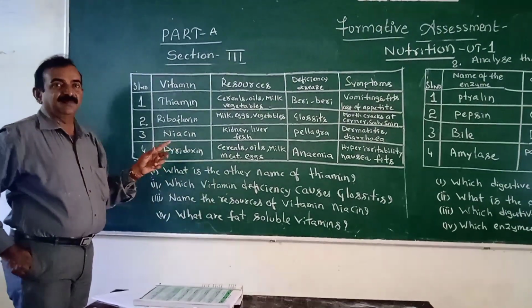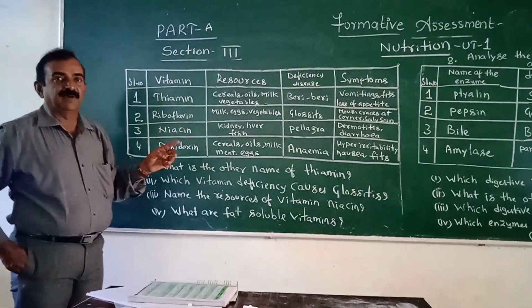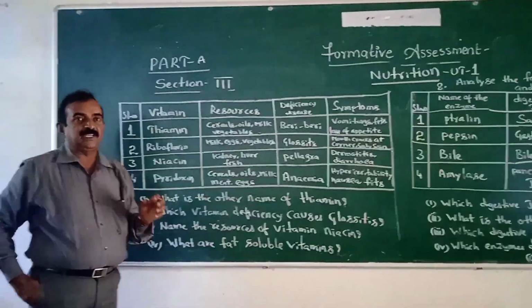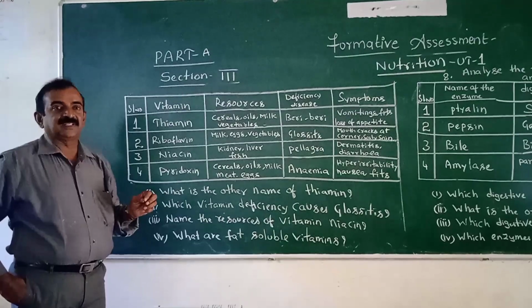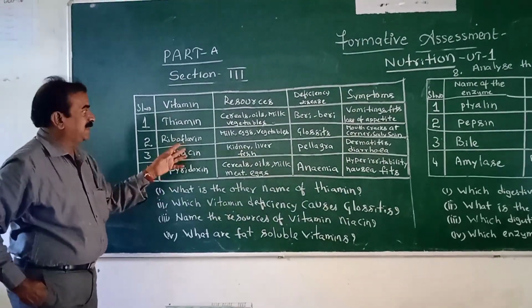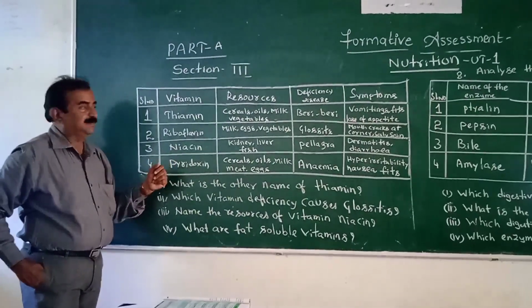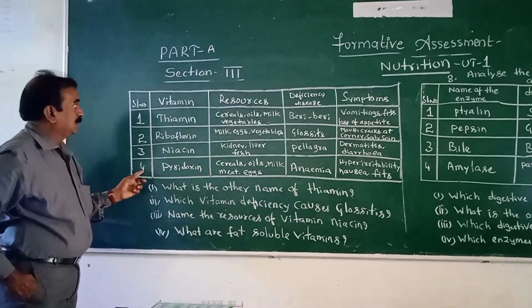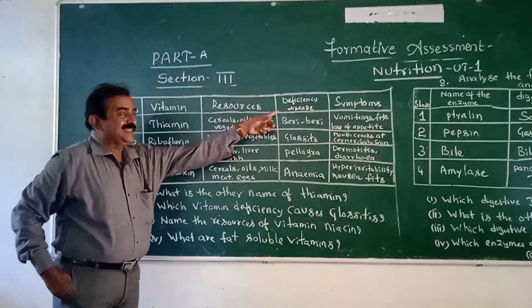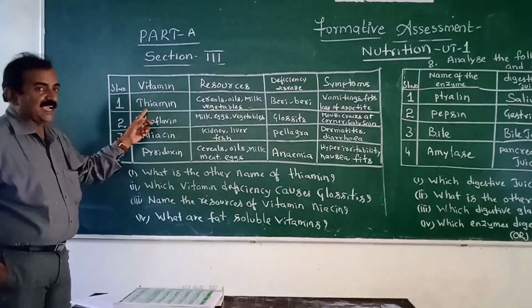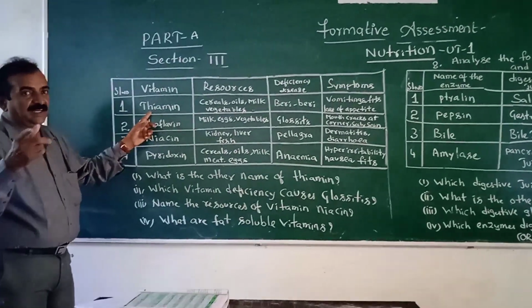B1, B2, B3, B6, B12, folic acid, pantothenic acid, biotin, ascorbic acid, retinol, calciferol, tocopherol, phylloquinone. Like that, how many vitamins are there? 13 vitamins are there, but I am giving only 4, not all, as it is a big table. So 1, 2, 3, 4: vitamin, resources, deficiency disease and symptoms. First is thiamine, also called vitamin B1.